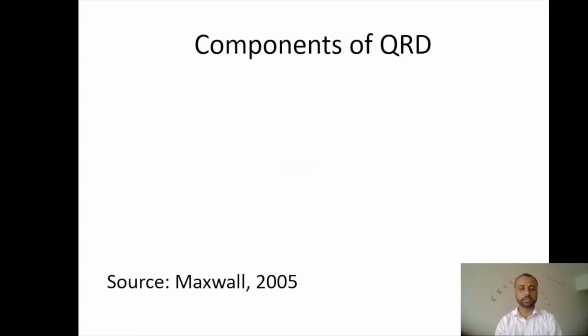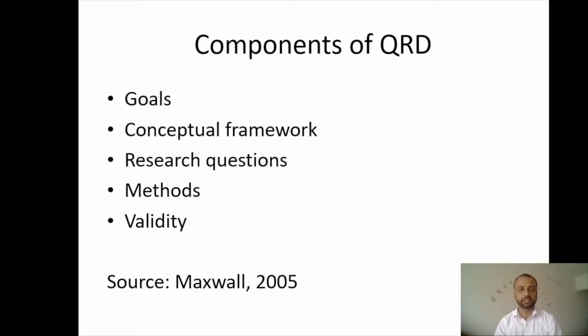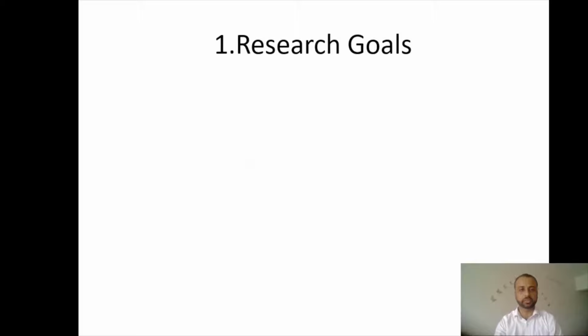So what are the components? Again, guys, I am referring to the textbook by Maxwell. That book is a complete guide on qualitative research design, and it talks about five major components that a researcher must be familiarized with. These are goals, conceptual framework, research questions, research methods, and validity. I'll talk about each of the five of them one by one. So let me begin with the first one.